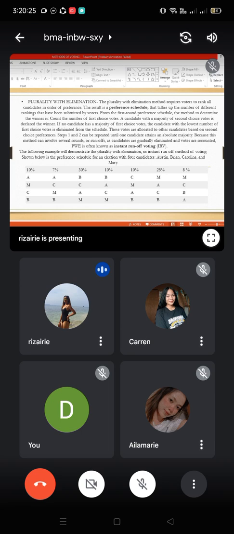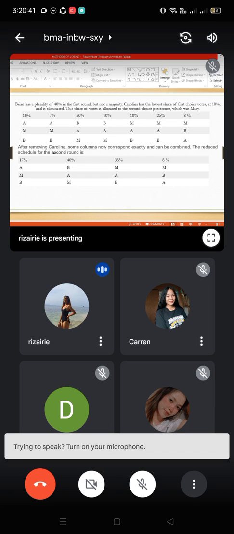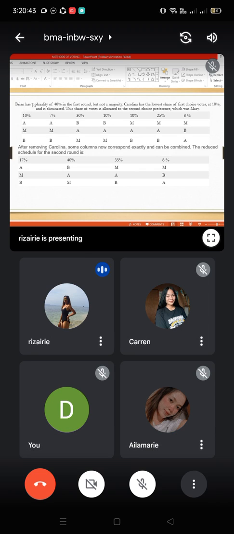Shown below is the preference schedule for an election with 4 candidates: Austin, Brian, Carolina, and Mary. Brian has a plurality of 40% in the first round, but not a majority. Carolina has the lowest share of first choice votes at 10% and is eliminated.